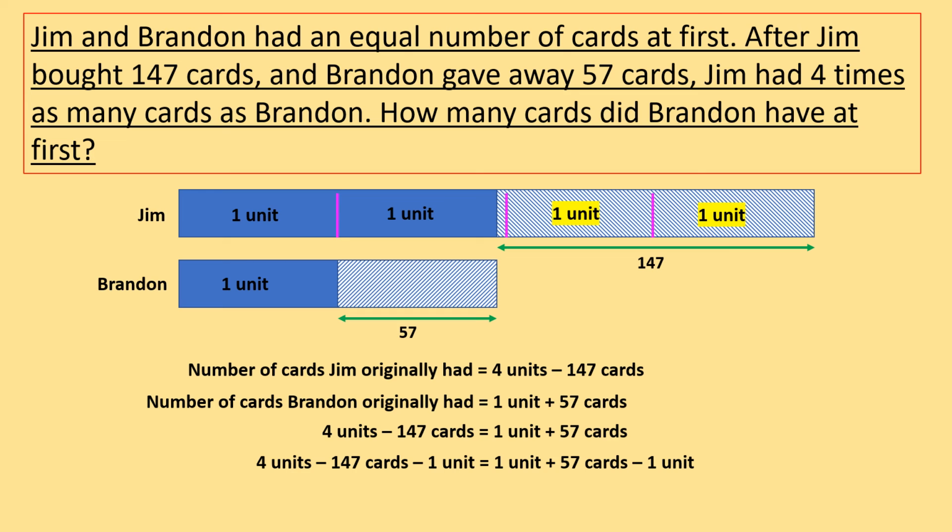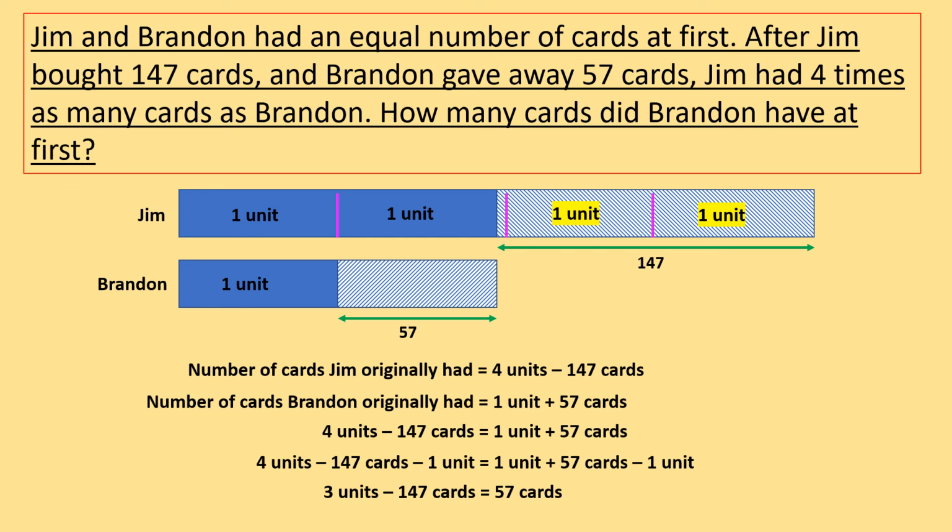How do I make sense of this? Why not I just keep this as 57 cards? Maybe that will help me out. So 1 unit plus 57 cards, how do I make it into just 57 cards? I minus 1 unit from here. If I minus something on one side, I have to minus something from the other side as well. So 4 units minus 147 cards, I minus 1 unit. 1 unit plus 57 cards, I minus 1 unit. I get 4 units minus 1 unit is 3 units. So 3 units minus 147 cards gives me 1 unit minus 1 unit is 0 units. So it just leaves me with 57 cards. So 3 units minus 147 cards equals 57 cards.